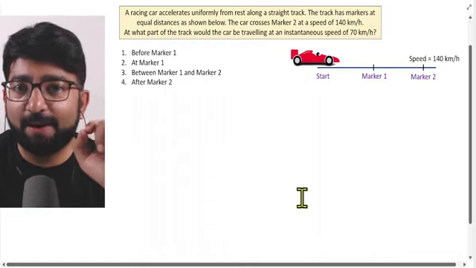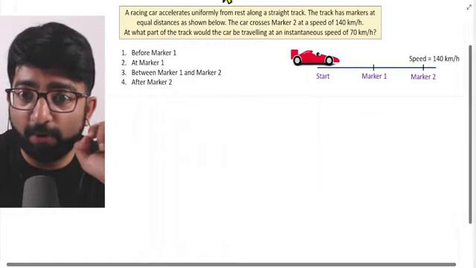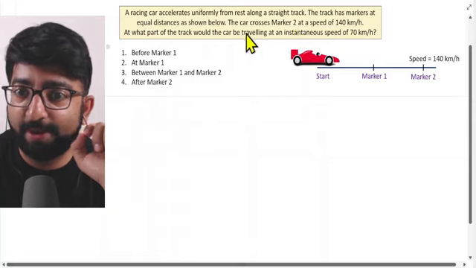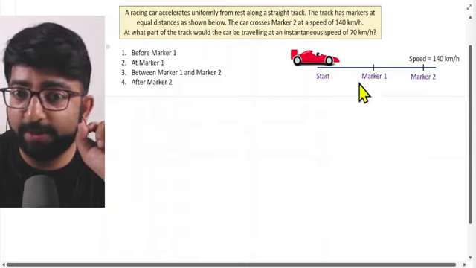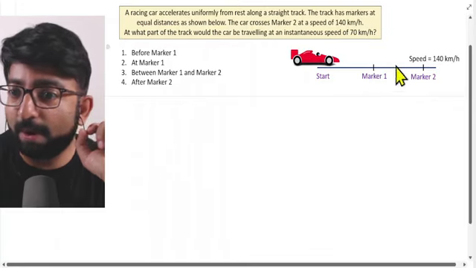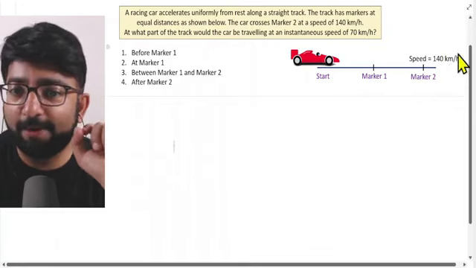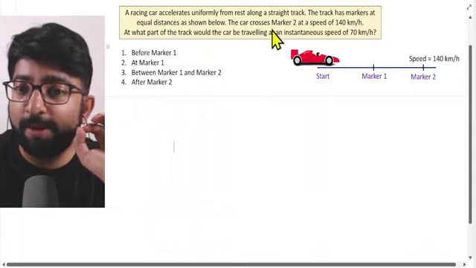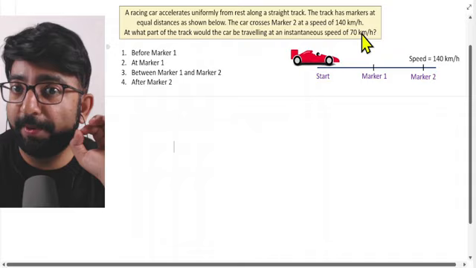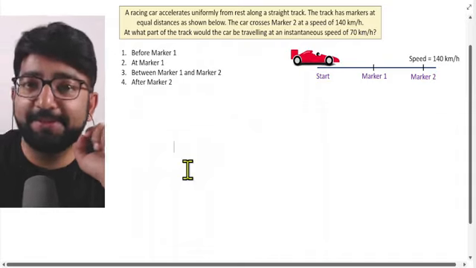So here we have a racing car which is accelerating uniformly from rest along a straight track. So initial speed is 0. The track has markers at equal distances as shown. The car crosses marker 2 at a speed of 140 kilometers per hour. And the question is, at what part of the track would the car be traveling at an instantaneous speed of 70? So a very interesting question.